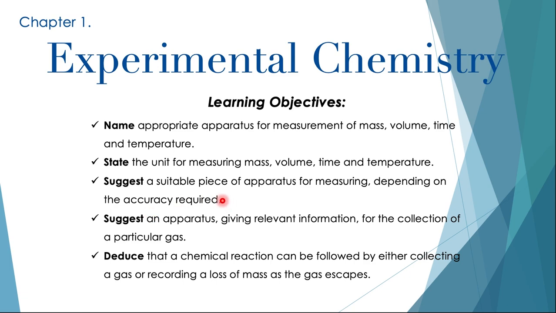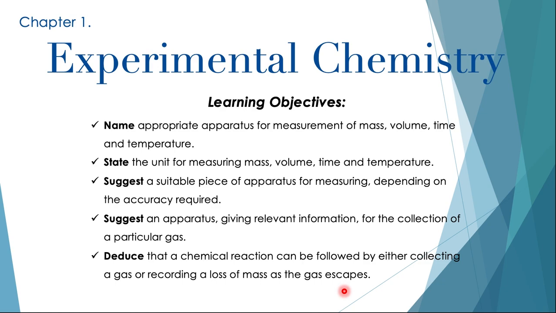So, in this chapter, we are going to learn to name appropriate apparatus for measurement of mass, volume, time, and temperature. We're going to learn to state the unit for measuring mass, volume, time, and temperature, and suggest a suitable piece of apparatus for measuring, depending on the accuracy required. We're going to learn to suggest an apparatus giving relevant information for the collection of a particular gas, and lastly, how we can deduce that a chemical reaction can be followed by either collecting a gas or recording a loss of mass as the gas escapes.